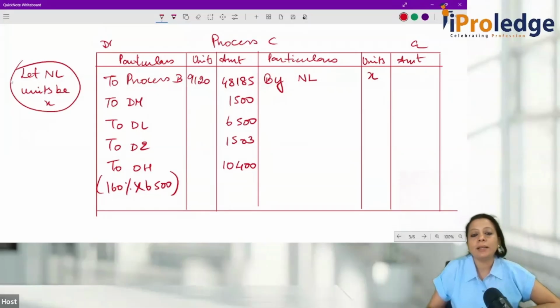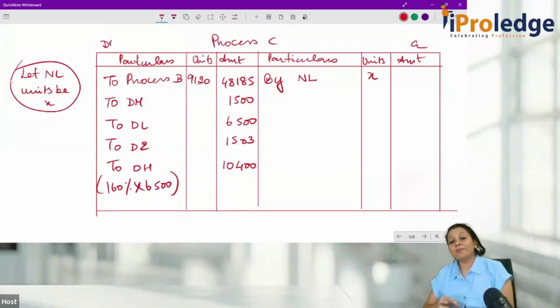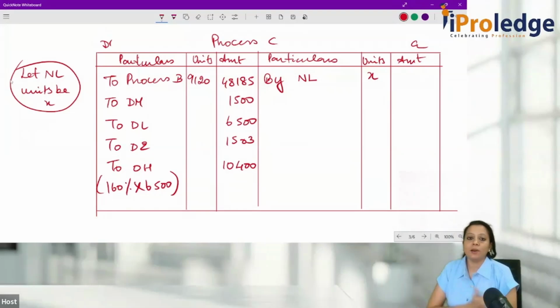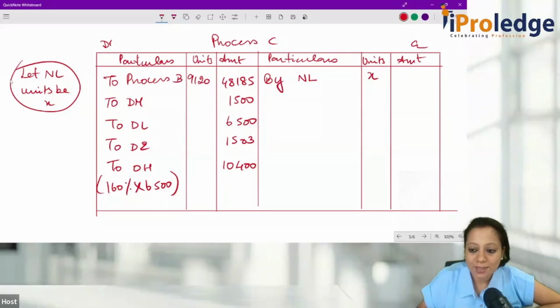So when I was doing in the regular class, I would have taken the percentage of normal loss to be x percentage. But here I'm taking the number of units to be x because I'm going to show you how fast you can do. Conceptually we should understand, this is from exam point of view. Okay. So now what is it going to be?